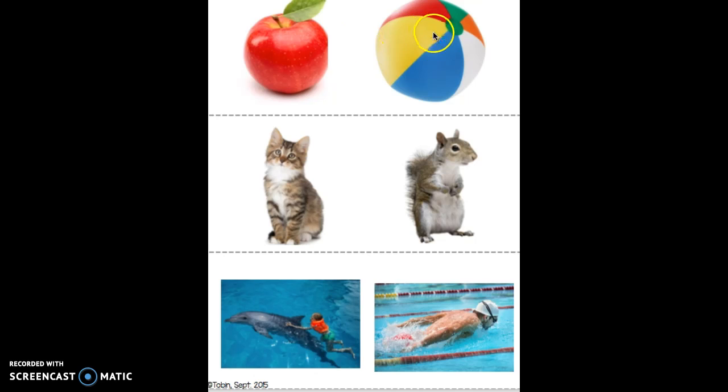Did you say they're both round? Did you say they're both sphere shaped? Did you say they both have red and green? If you did, give your partner a high five, because those are connections.